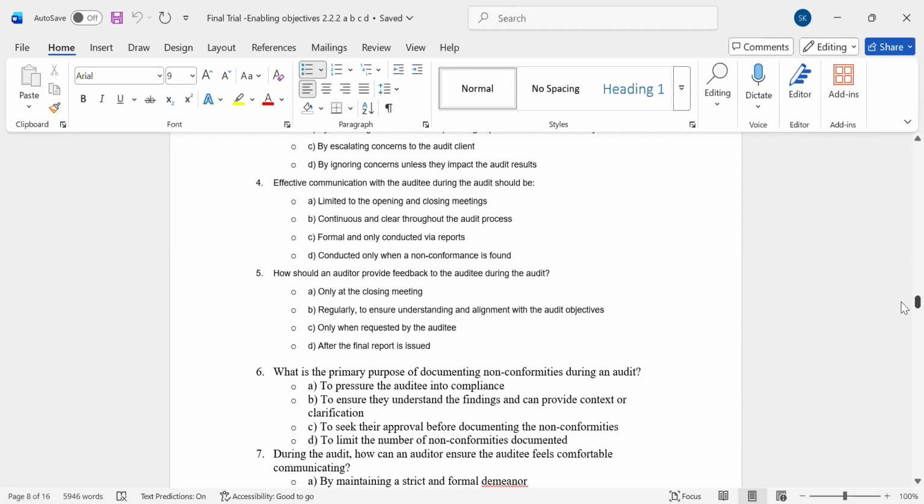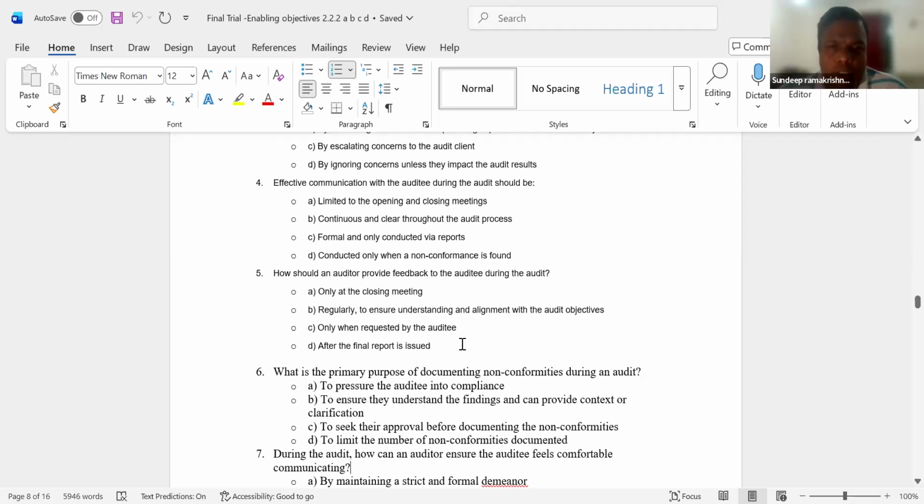Shashikanta, is question number 4 clear? Yes, sir, clear. So for question number 4, the correct answer is B, right? Yeah. And question number 5 also goes with B, right? Yes, correct. Question number 5 is asking, how should an auditor provide feedback to the auditee team during the audit? Only at the closing meeting, regularly, or only when requested. The answer is B.